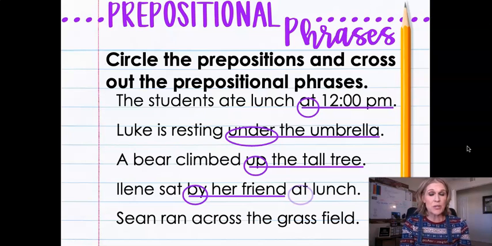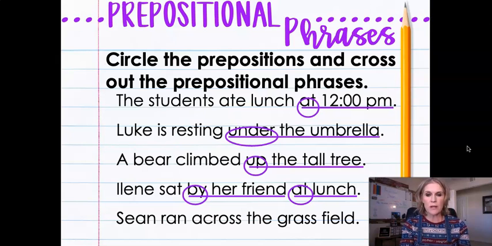So there's actually two here. So by her friend is one prepositional phrase, and at lunch is an additional prepositional phrase. By tells us where, and at tells us when. So that one has two prepositional phrases.